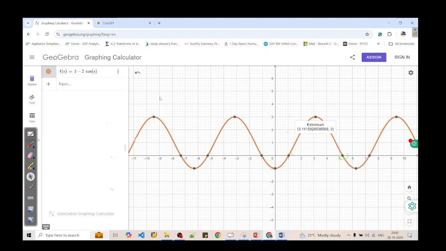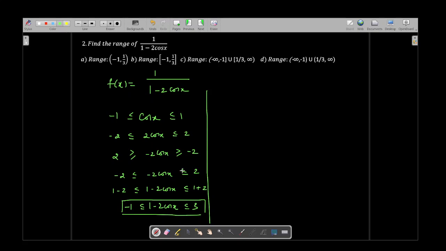Now the interesting thing is we need to take the reciprocal of this. What happens if I take the reciprocal? So you need to be very careful here. So what I do is I separately write this inequality, like I'll separately write minus 1 less than or equal to 1 minus 2 cos x, and 1 minus 2 cos x is also less than or equal to 3. Now I take the reciprocal. So if I take the reciprocal, I'll get 1 by minus 1 here, and here I'll get 1 by 1 minus 2 cos x. And if I take the reciprocal, we know that the inequality changes. So less than or equal to changes to greater than or equal to.